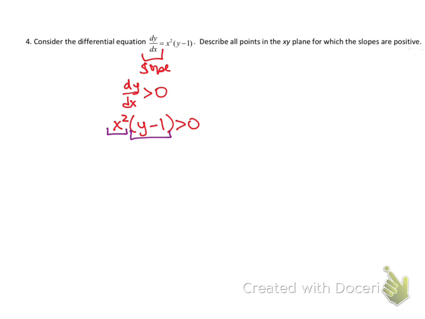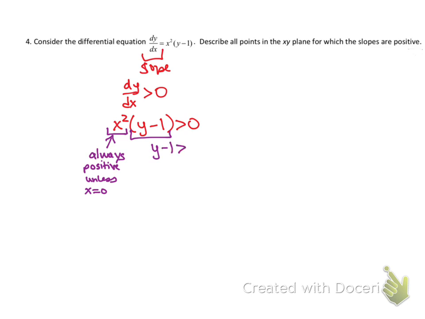So if you look at the x squared, that will always be positive as long as you have a real number, which we only work with real numbers in this class, unless x is equal to 0. So this is always positive unless x equals 0. And that actually is really, really helpful because then unless x is 0, whether we're positive or not is only going to depend on the y minus 1. So I'm going to look at just the y minus 1.